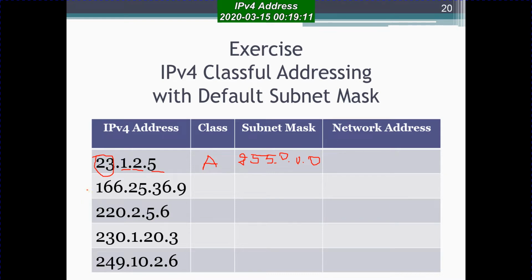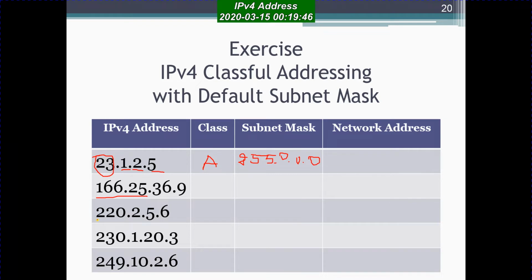The second IP address, if you look at 166, you understand it is between 128 and 191. So this is class B. What is the subnet mask? The default subnet mask for class B is 255.255.0.0, and in this case the network address is simply 166.25.0.0, because we have to be formal, so we have to represent what happens to the remaining bits by zeroing them if we want to talk about the network address.